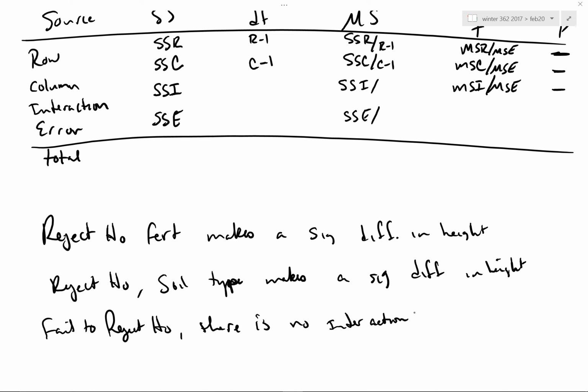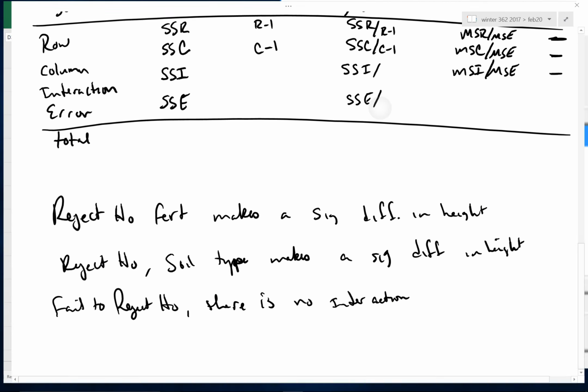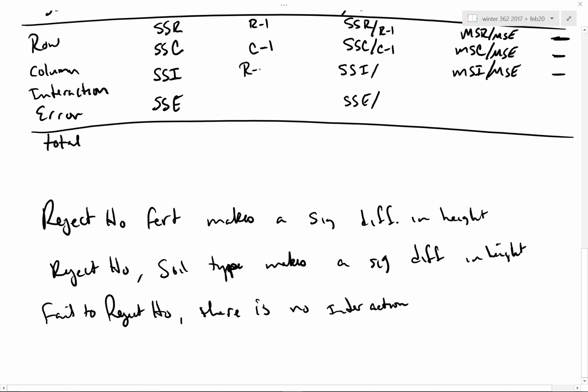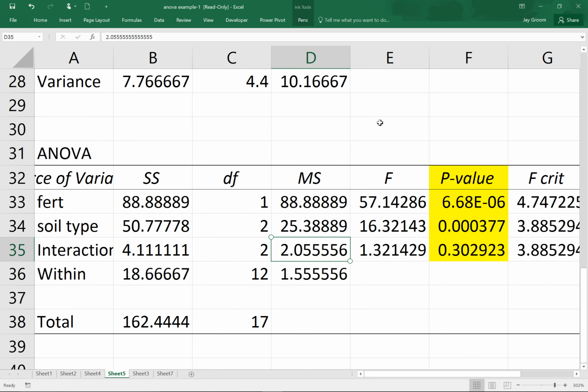Okay, now, back to our values here. I'm going to go find out this thing because it's kind of irritating me. All right, so back over here. Look at our degrees of freedom. This is row minus 1 times column minus 1. Row minus 1 times column minus 1. Right? And then the last one for error is there is 12 degrees of freedom. Where does that come from?